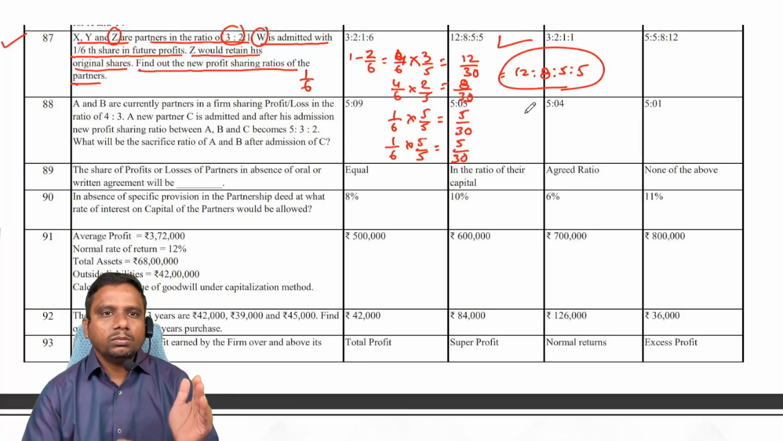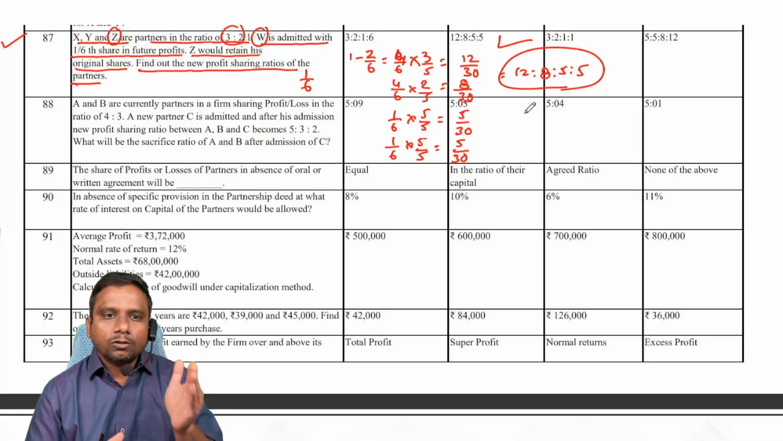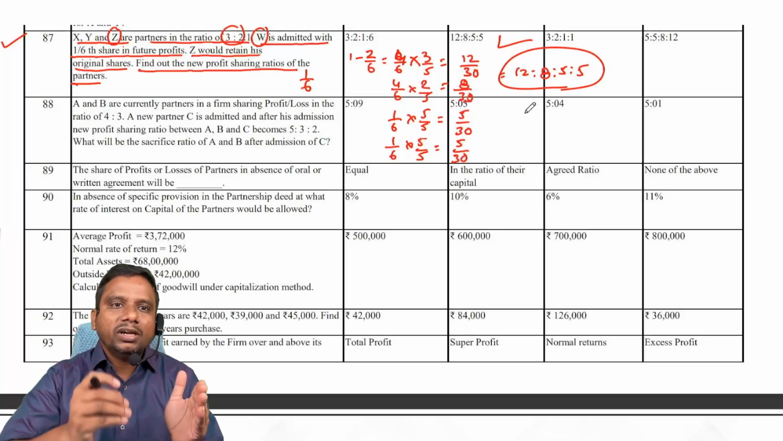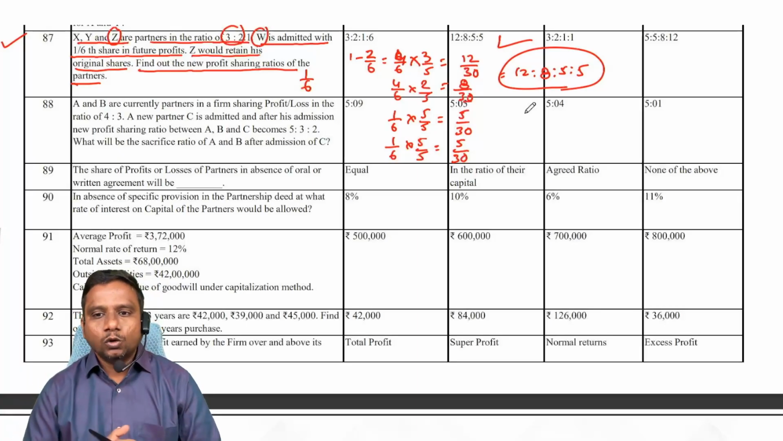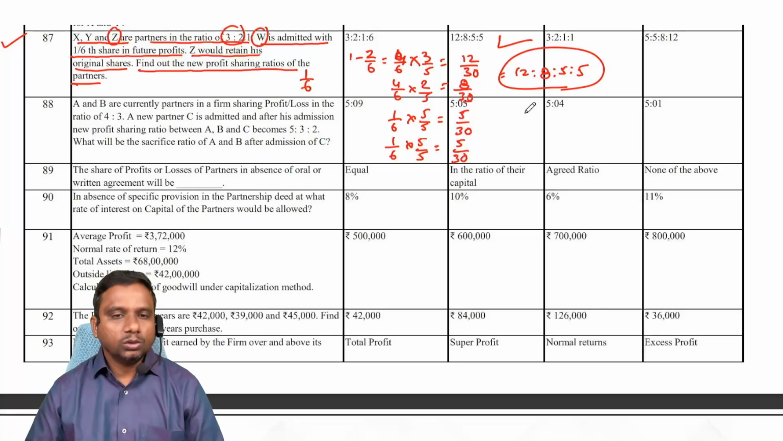1 by 6. So W is 1 by 6, Z also 1 by 6. Total share 2 by 6. So out of total share of 1, we are giving 2 by 6 to W and Z. What is the remaining share? 4 by 6. This is taken by whom? X and Y. What ratio? 3 is to 2 ratio. So you do the calculation.